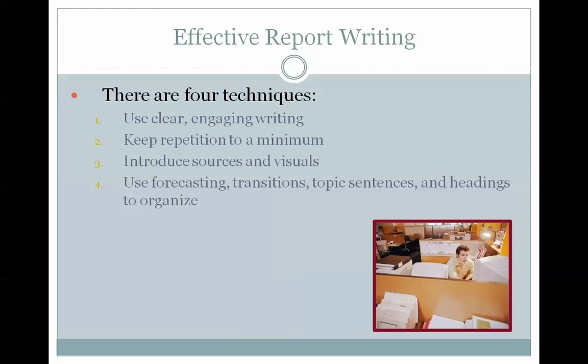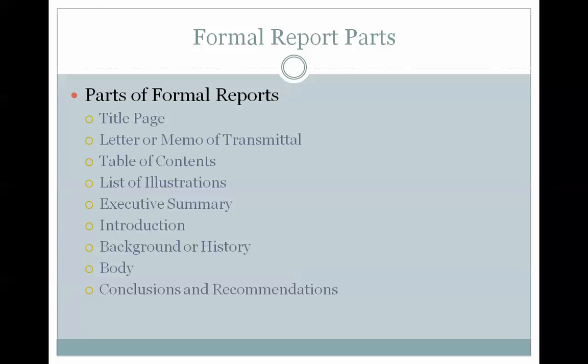Here we have a list of common parts included in the design of a formal report. These parts include title page, letter or memo of transmittal, table of contents, list of illustrations, an executive summary, introduction, background and history, the body, and then finally the conclusion and recommendations. So in conclusion, by following these steps and recommendations, we can assure you that you will have a well-designed and effective formal report.